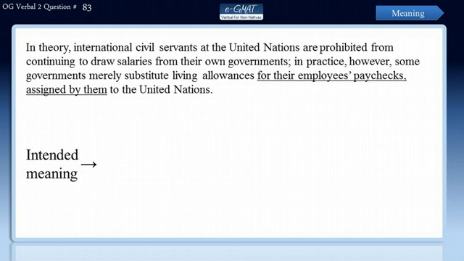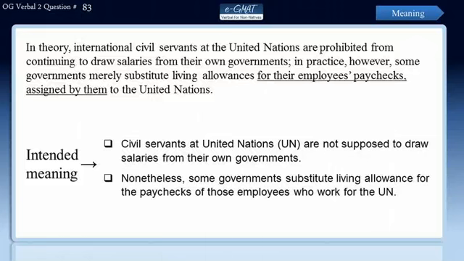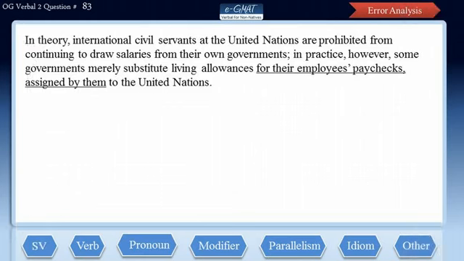This sentence presents a contrast and the word however is the marker of that contrast. This sentence means to say that civil servants at the United Nations are not supposed to draw salaries from their own governments. Nonetheless, some governments substitute living allowance for the paychecks of those employees who work for the United Nations. Now let us evaluate the errors by splitting this sentence into its clauses.